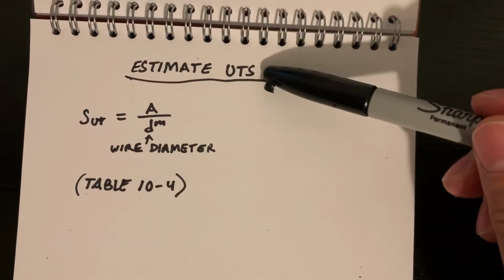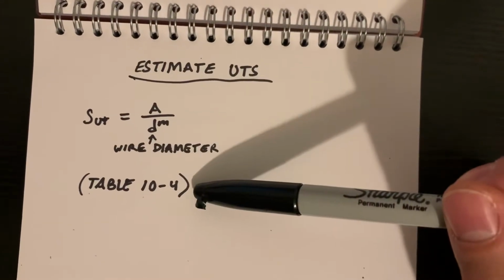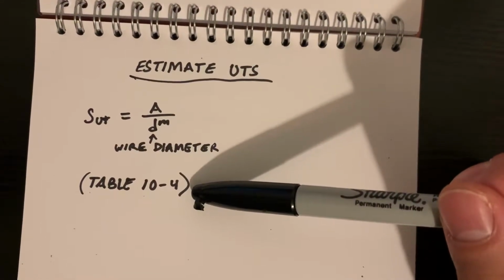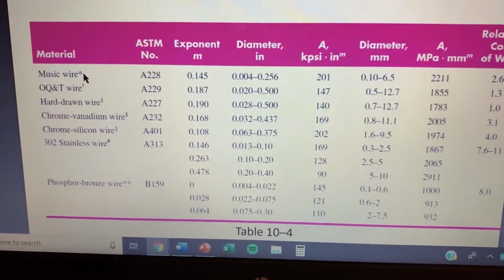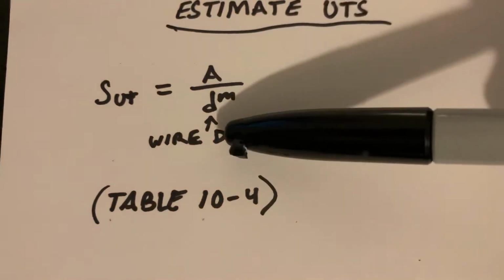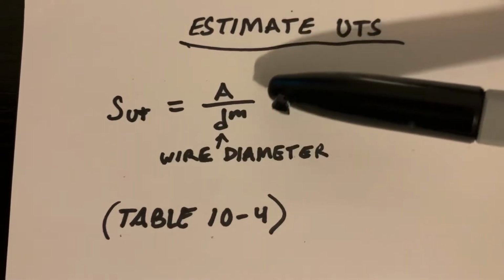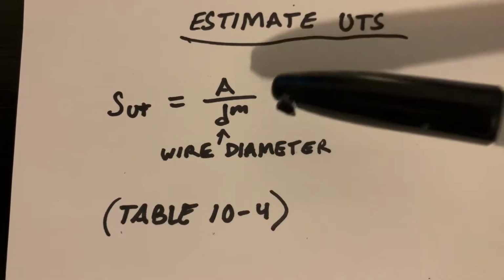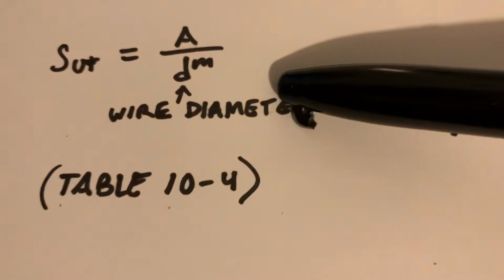Okay, and then to estimate the ultimate tensile strength of a spring, we'll have to use the table, which is Table 10.4 in the textbook. You can see it here. It has a number of different values depending on what kind of material you're using. The equation is ultimate tensile strength equals A over d to the M power. A and M can be found in this table, and d is your wire diameter.